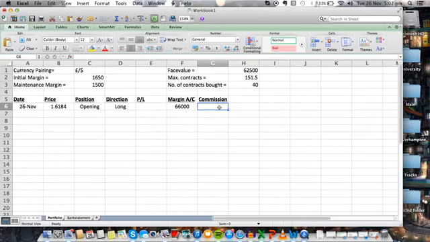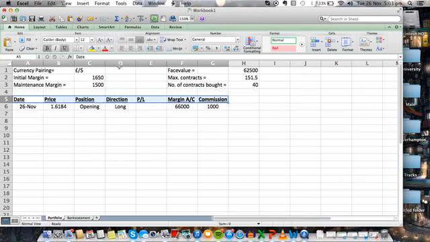Note that it's round turn, so you'll only have to pay it once. That means you only have to pay it when you're opening the contract, when you're opening your position. Equals 25 multiplied by 40 contracts, which gives you $1,000. Essentially, once you've done this, you've recorded your trade.